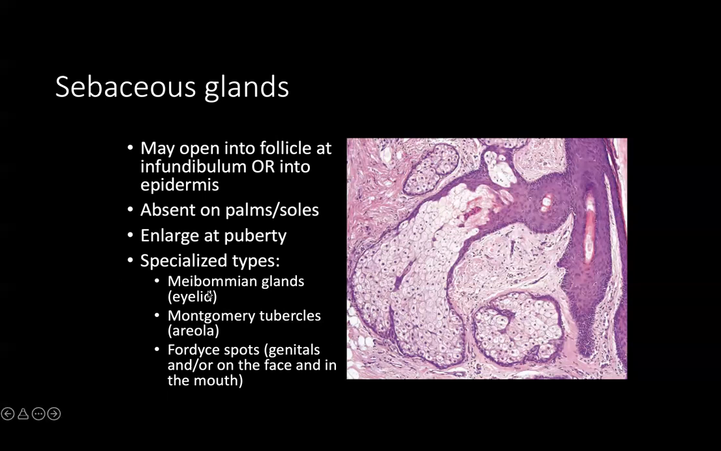Specialized types include the meibomian glands, which are on the eyelid. You can have Montgomery tubules, which are on the areola. You can have Fordyce spots, which are on the genitals and/or in the mouth and on the face as well.